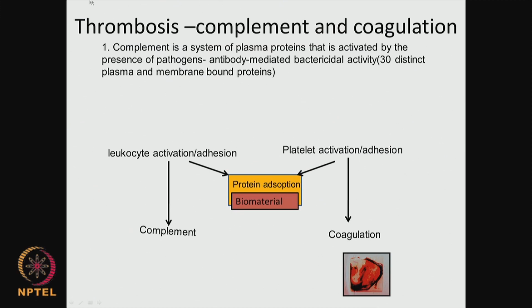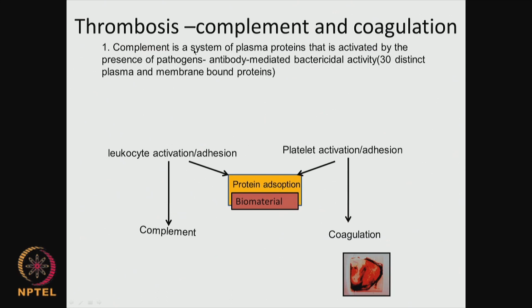So, we are going to have two things happening when the material is in contact with the blood: the complement and the coagulation. So, what is this complement? This is a system of plasma proteins that is activated by the presence of pathogens, antibody mediated bactericidal activity. These are formed when there are any pathogens, or any foreign bodies. They get activated, and there are 30 distinct plasma and membrane bound proteins. These proteins are found in plasma, and these proteins are found in membrane. So, what is their job? They try to identify these pathogens, these bacteria, this foreign body, so that they can be attacked by the host immune system. So, there are 30 proteins here, that is what this complement means.